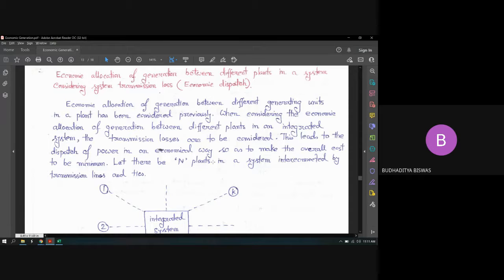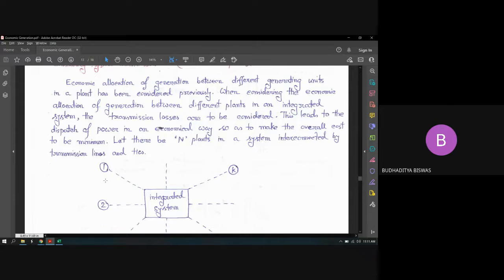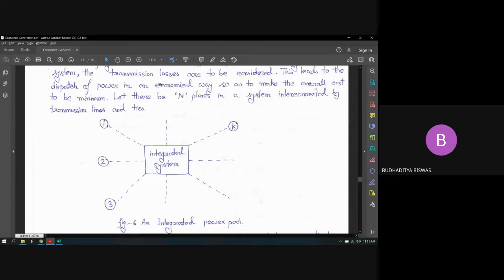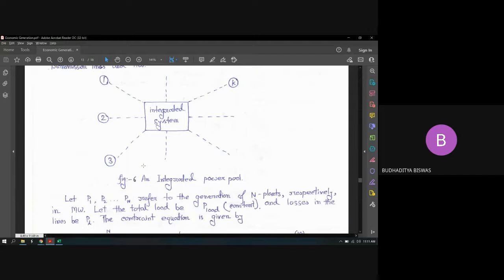Let there be n plants in the system interconnected by transmission lines and tie lines. So this is the integrated system here. So many units are there, n number of plants are there. This is actually the load center. So many power plants are supplying the load, catering to the load demand or sharing the load demand.